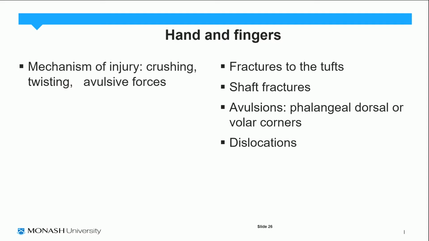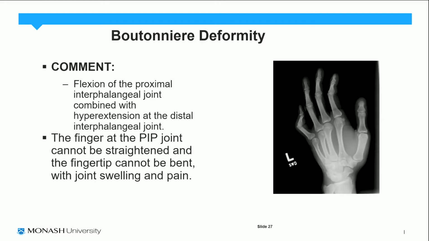So the mechanism of injury can involve a number of forces. It could be crushing, twisting, or avulsive. You could have fractures to the tufts or to the shafts, or avulsion fractures near the joint space, where you could have either phalangeal dorsal or volar corner avulsions, and then of course dislocations or subluxations.